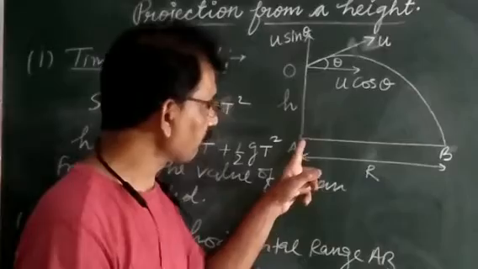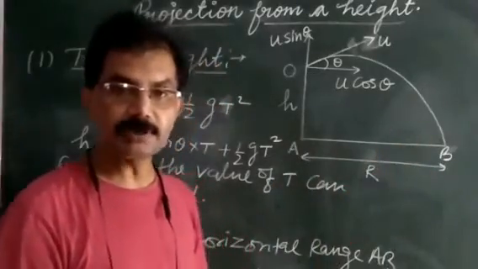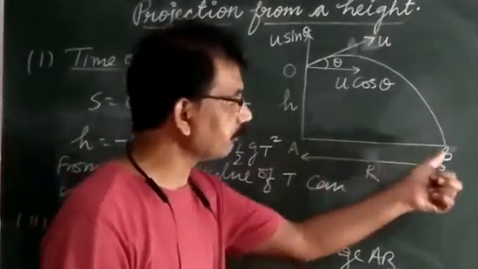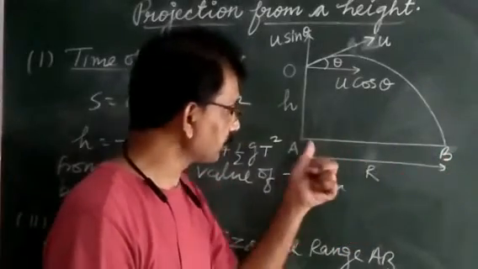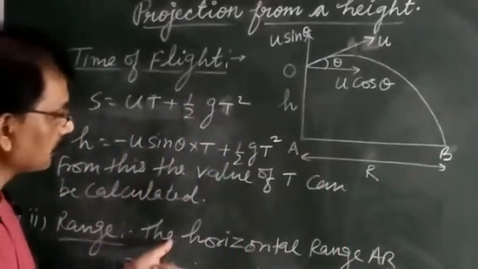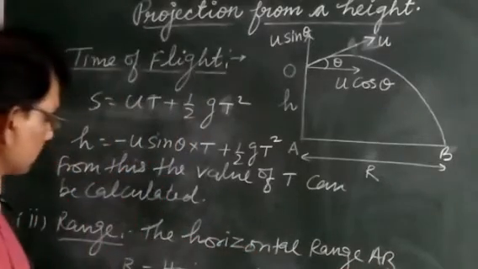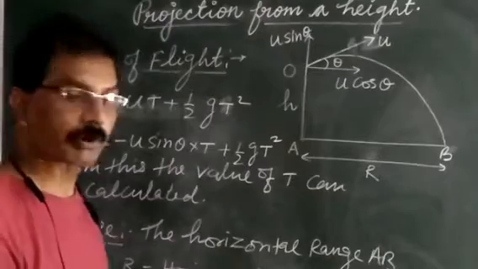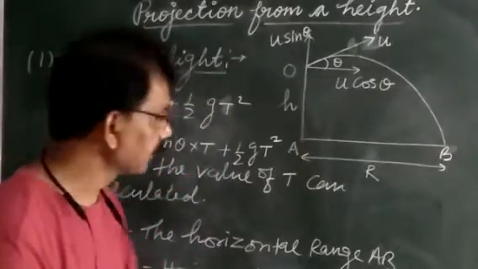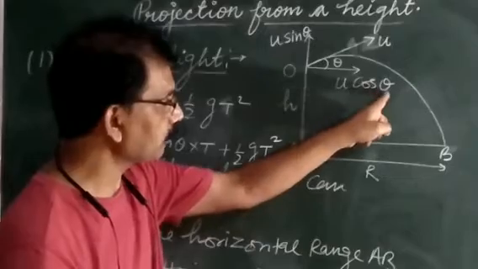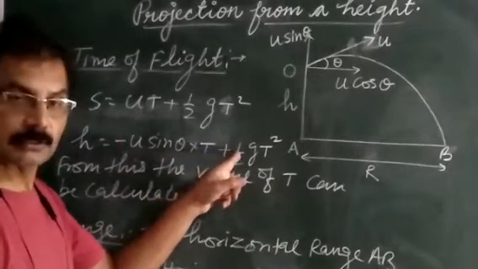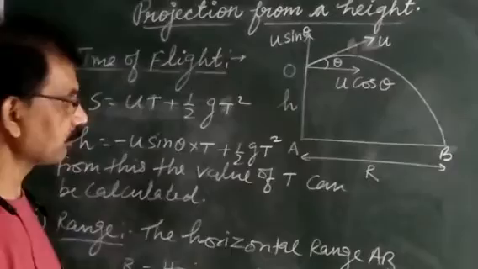The second question here is how we can find the range of this projectile. The range means the horizontal distance covered by the projected body, and that horizontal distance is from A to B. It means the range of this projectile is the distance traveled by the body from A to B, which is R. So you can write the horizontal range AB, which is R, is equal to, and I have already told you how to find the range of the projectile: the horizontal component of velocity into the time of flight. And at this point the horizontal component of velocity is u cos theta. So you can take u cos theta into the time of flight, which you can calculate from here.